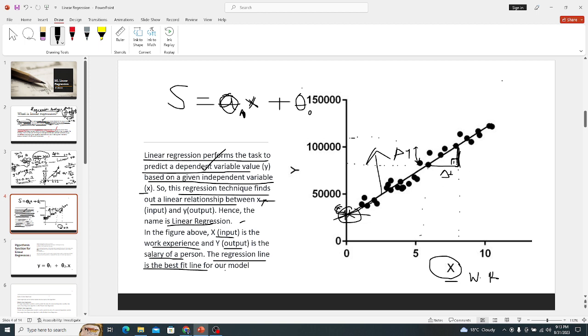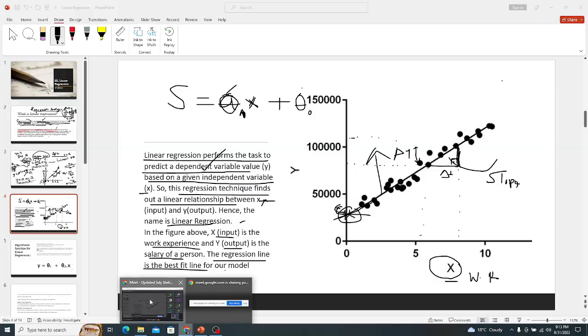So if you get the slope of this right angle triangle, then you will get what we call the slope, or our x coefficient, the coefficient attached to the x variable.